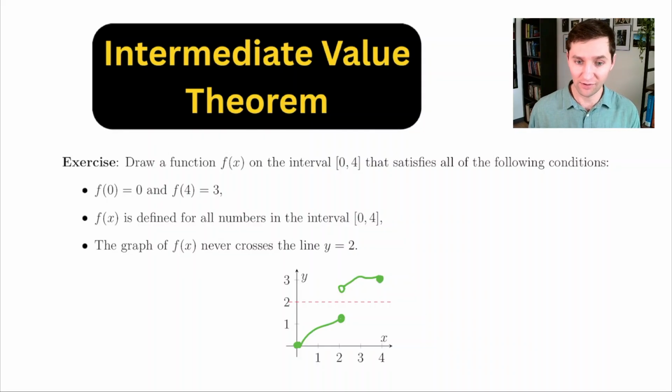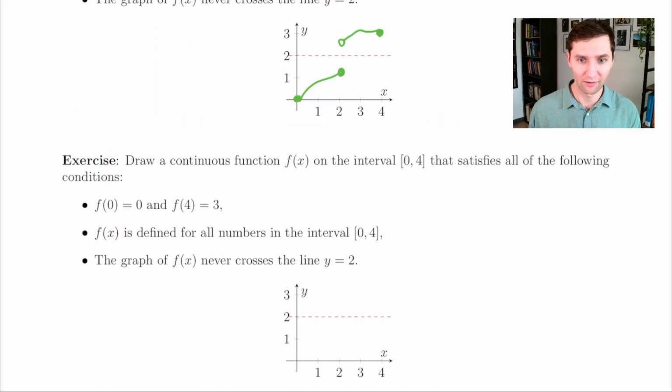I have a similar exercise for you to try. This time, the only difference is that the function must be continuous. I suggest you stop the video and give yourself a minute or two to try it on your own. I know that the function must have a point with coordinates (0, 0) on it, and a point with coordinates (4, 3). Then the function must be continuous and not cross the line y equal to 2.